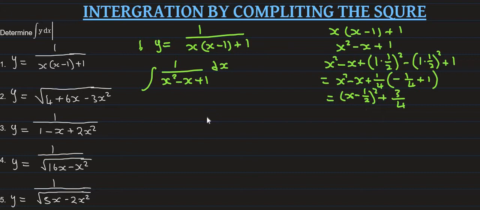Then we apply the formula: the integral of 1 over (x minus 1 over 2) all squared plus 3 over 4 dx.